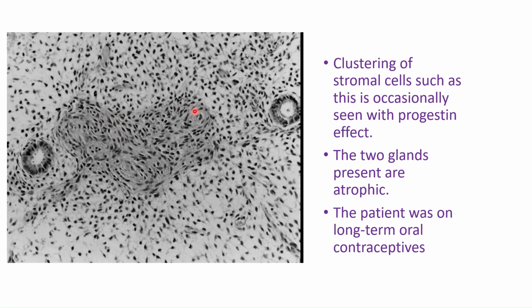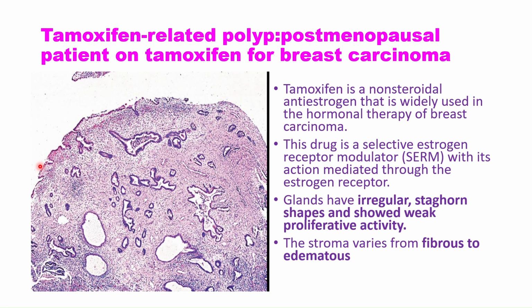Here, due to prolonged progesterone effect, there is clustering of the stromal cells. These two glands are inactive or atrophic, and this is a case of patient having long-term oral contraceptives.